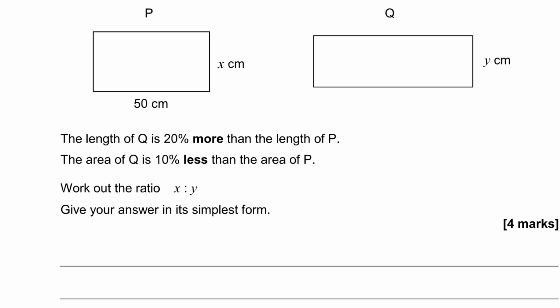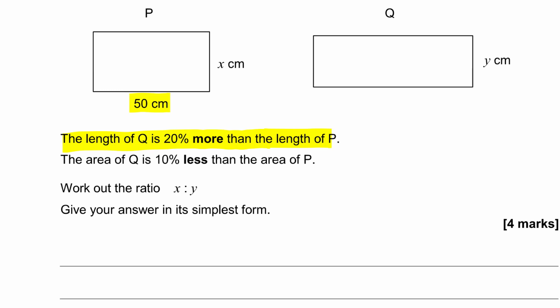What are we going to have to do? We're going to have to form some equations here, I suppose. Let's take this statement first. The length of Q is 20% more than the length of P, but my length of P is 50, so that's just a numerical problem, isn't it? So I can work that one out.